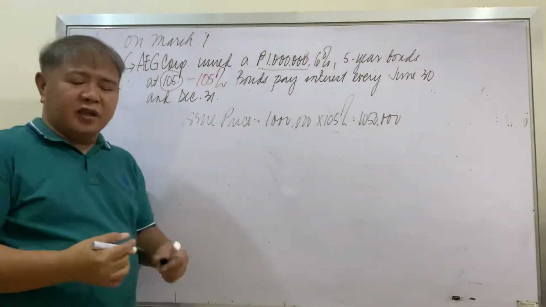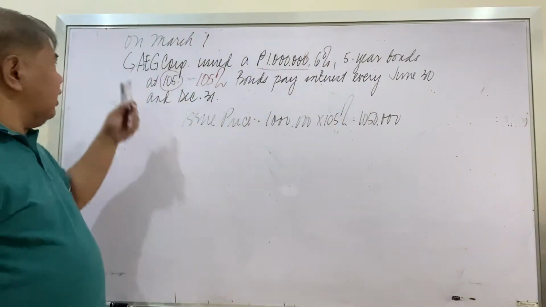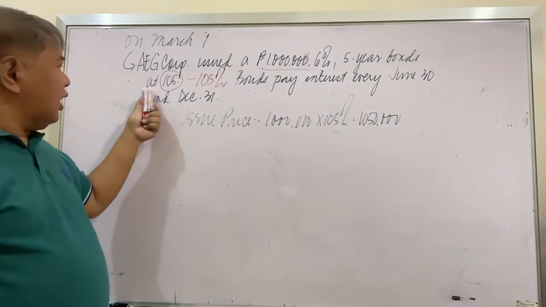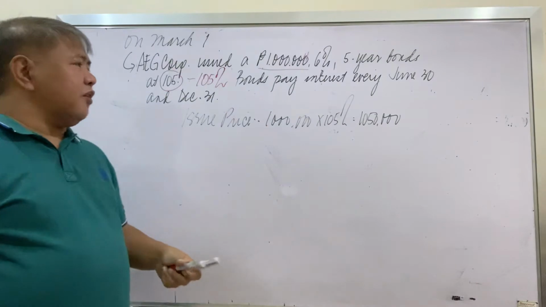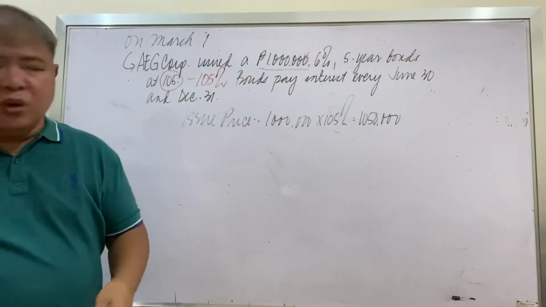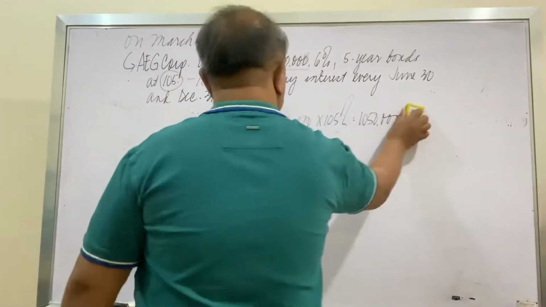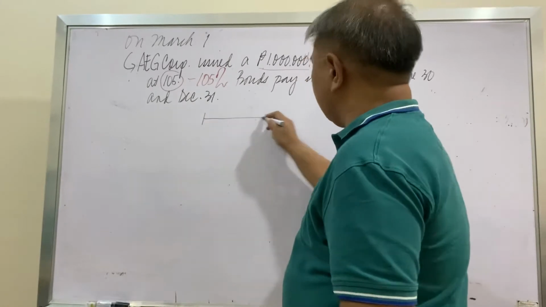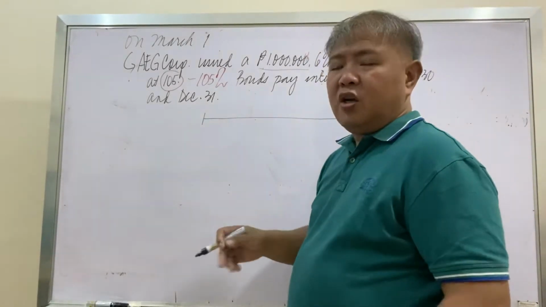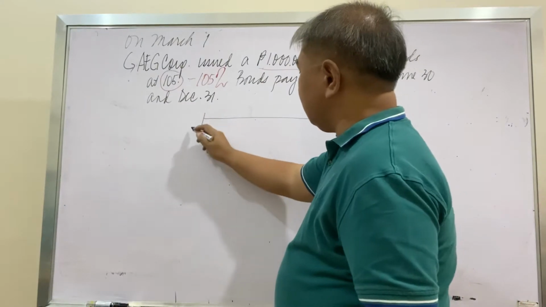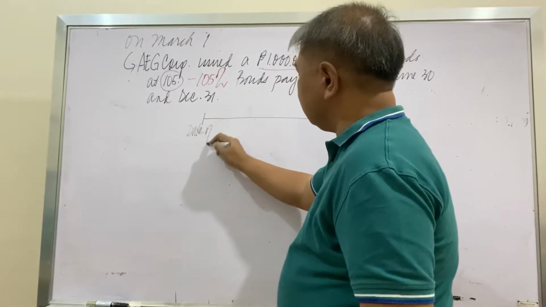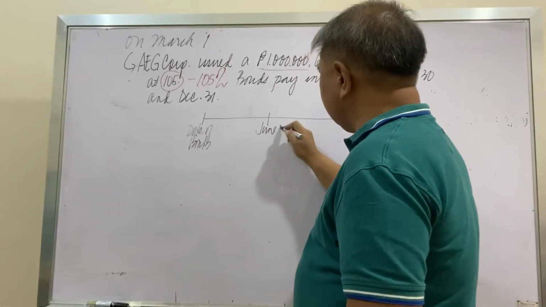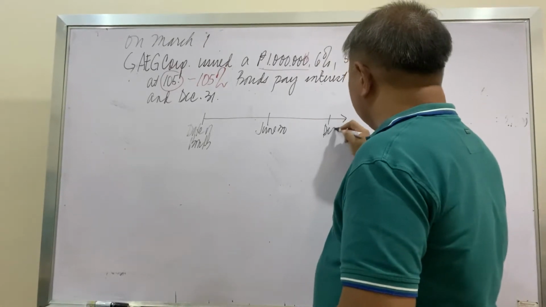I have added a few information. Say, on March 1, AEG Corp issued 1 million 6% 5-year bonds at 105, and the bonds pay interest every June 30 and December 31. Now, if we try to make our timeline, let's just use 1 year. This is the date of the bond, then this is June 30, interest payment date, and this is December 31, interest payment date.